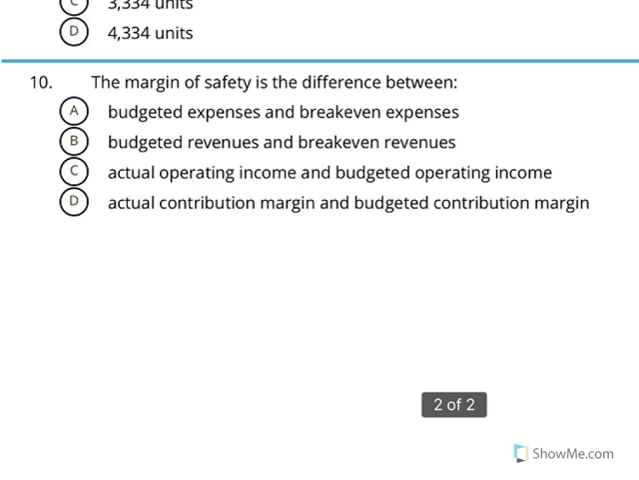And number 10, the margin of safety is the difference between budgeted or forecasted expenses. No. Budgeted or forecasted revenues and the revenues I need to break even. Yeah, that's true. Actual operating income and budgeted? No. And actual contribution margin? No. The only answer here is B. And that's it for Level A questions. We move on to Level B, a little more challenging.